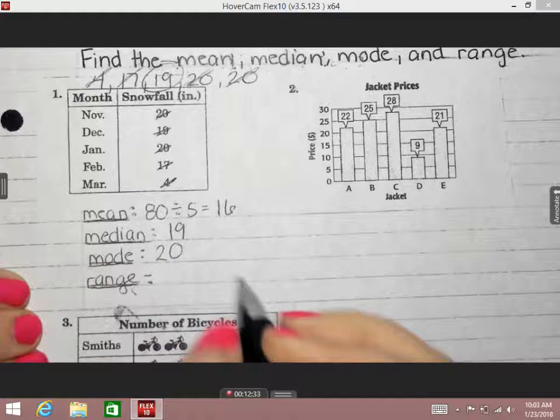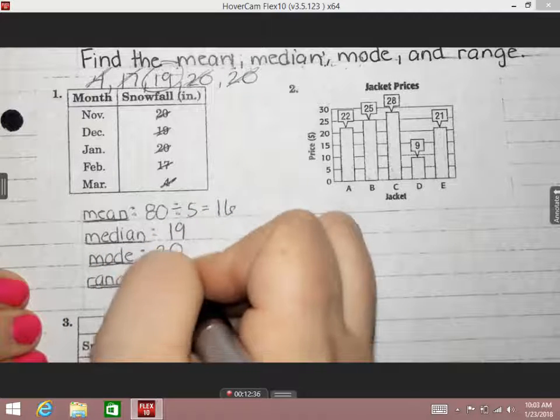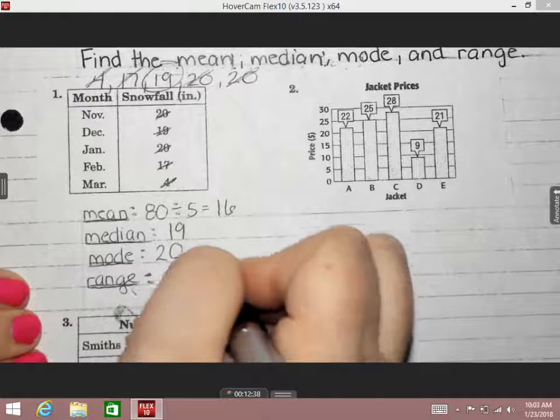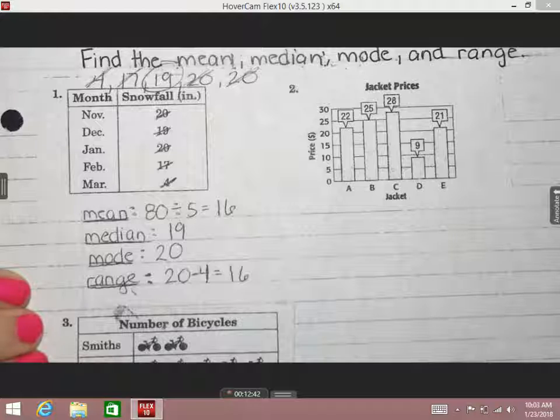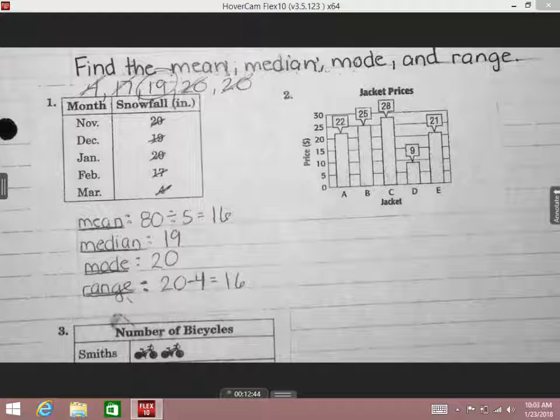Range. What is that going to be? Nick? 20 minus 4, which is 16. Okay, I showed my work. They're all labeled. You're good.